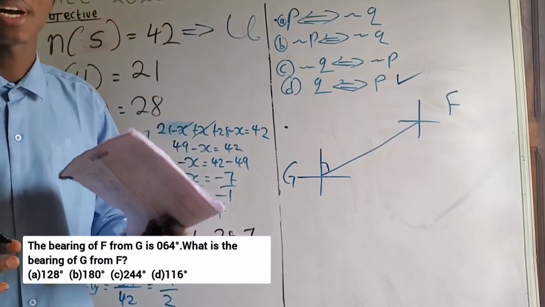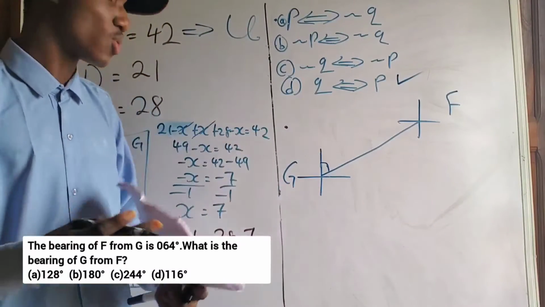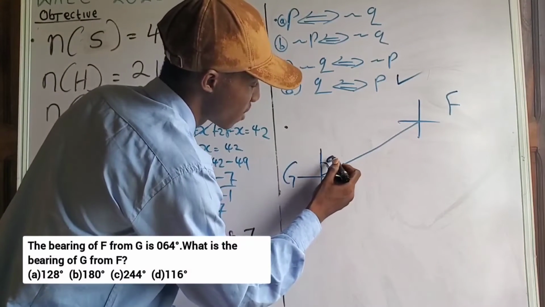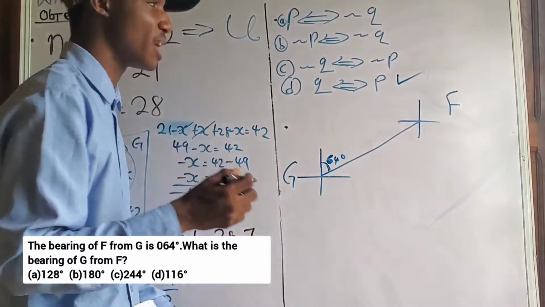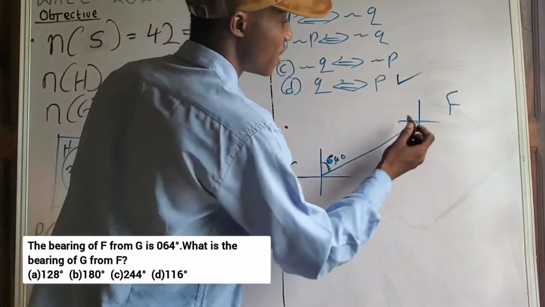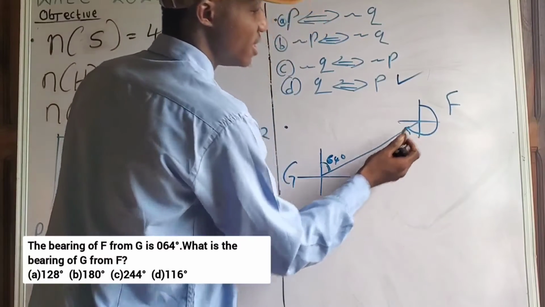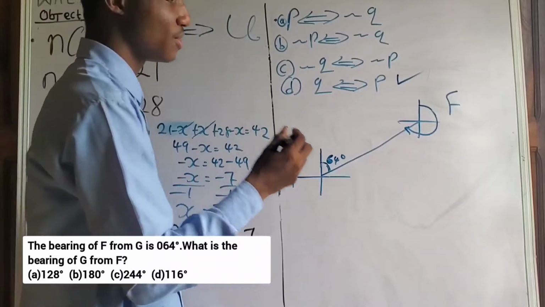You see, in bearing, we are trying to measure the distance between two points in degrees. You understand? So the bearing from this point to this point is 64 degrees. What is the bearing of G from F? The bearing of G from F will be this: the distance from this point to this point and to this point. That is the bearing of G from F.